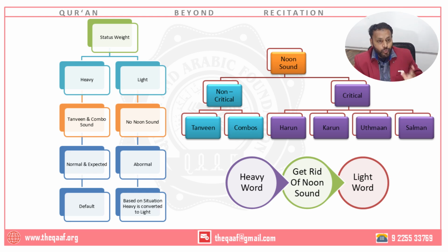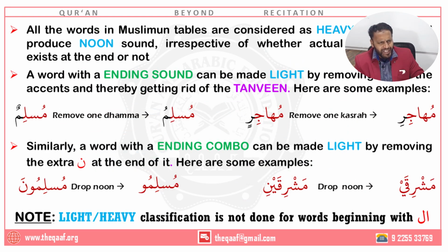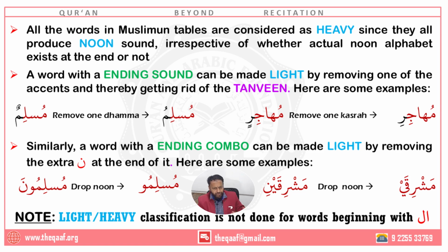Now, quickly, how do we make a word light? By default, everything is heavy. As I told you, all the words in the Muslimun table are heavy. A word with the ending sound can be made light by removing one of the accents, thereby getting rid of the tanween. So what do you mean by tanween? I told you right from the beginning of the sessions, tanween means double dhamma, double fatha, double kasra.